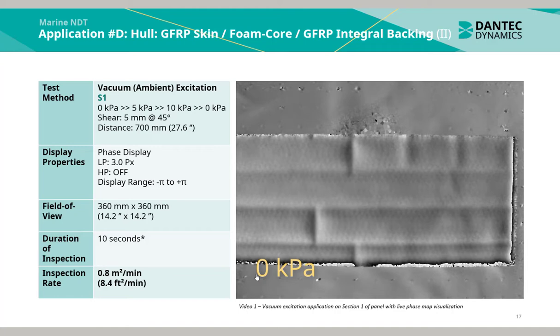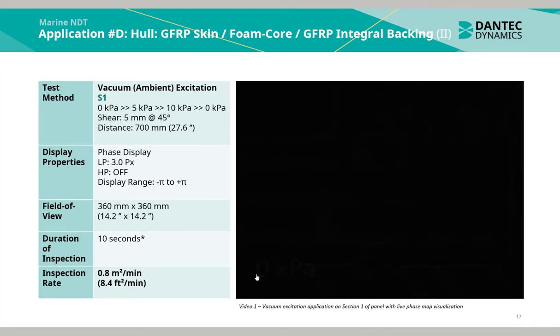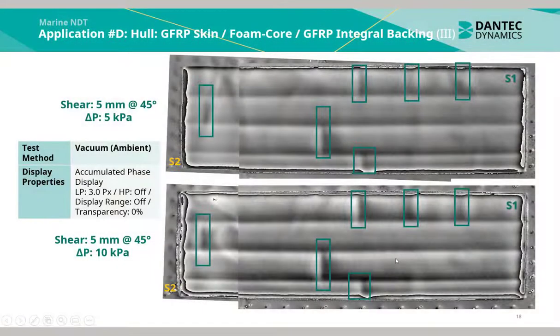Applying another reference step, going back to 0 kilopascals, we see the defects inside the panel. Using a shear distance of 5 mm and a pressure differential of 5 kilopascals for the top and 10 kilopascals for the bottom, we see the same indications in both measurements. The vertical lines actually indicate incisions made in the side and in the middle of the component.